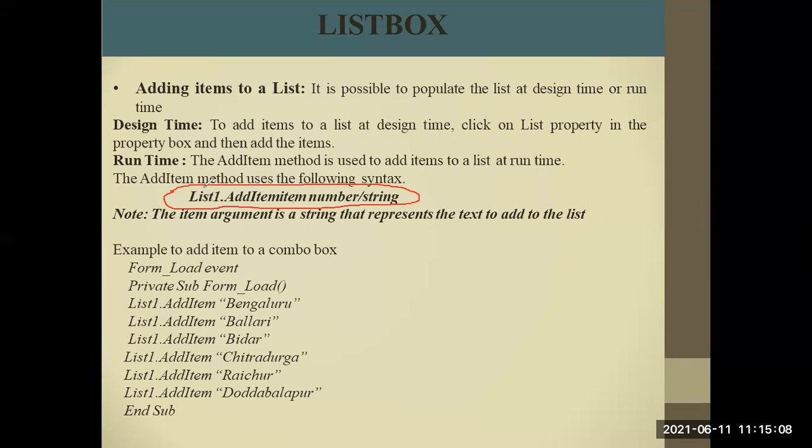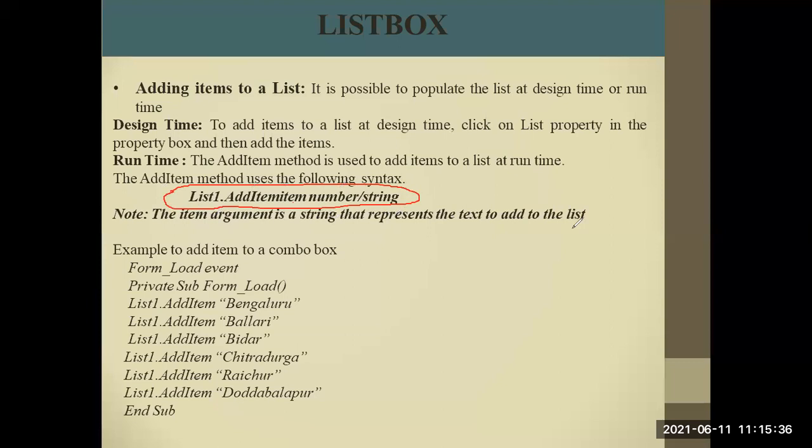You have to remember one point here. The item argument is a string that represents the text to be added. That means if you provide the argument type as a string, we want to add an item in the form of text. If you want to enter it in numeric form, then we will use an integer type.